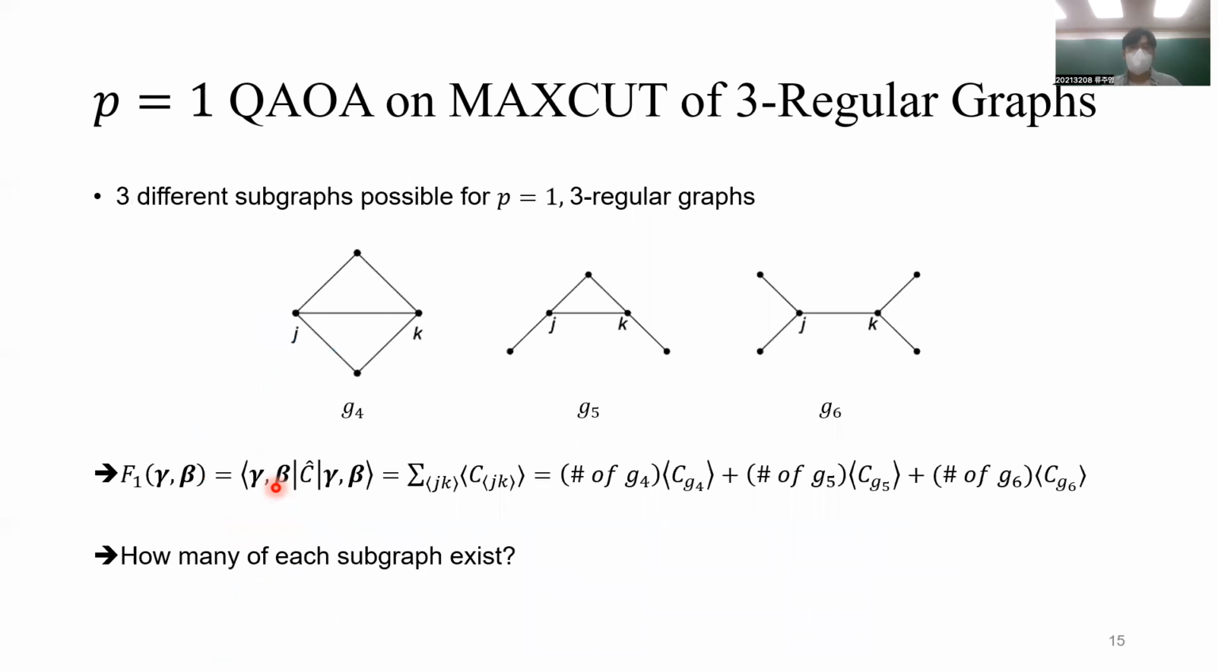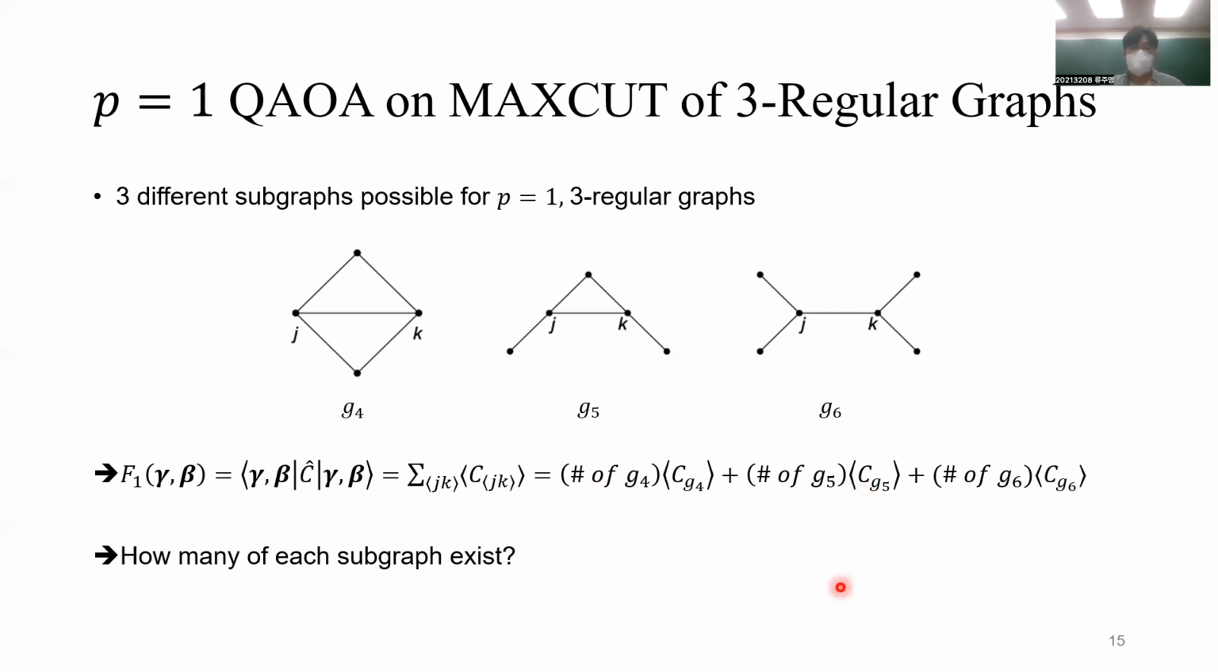Then for 3 regular graphs, actually there's only 3 different subgraphs. So for an edge, there can be only 3 different cases when we consider just one distance. And we will call this G4, G5, and G6. So actually, since the value only depends on, of course, gamma and beta, but also the type of the subgraph, then we can write down the whole f value as just the number of each subgraph multiplied by the expectation value of each subgraph.